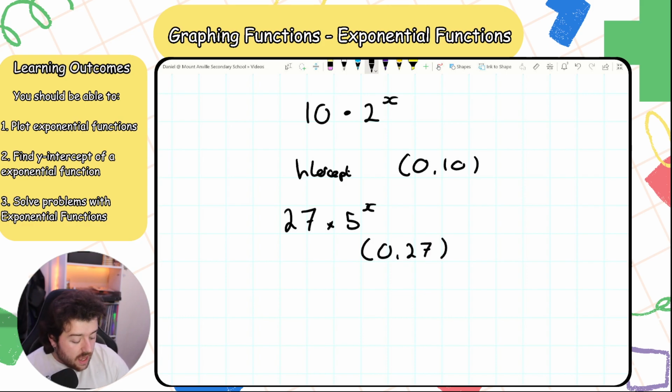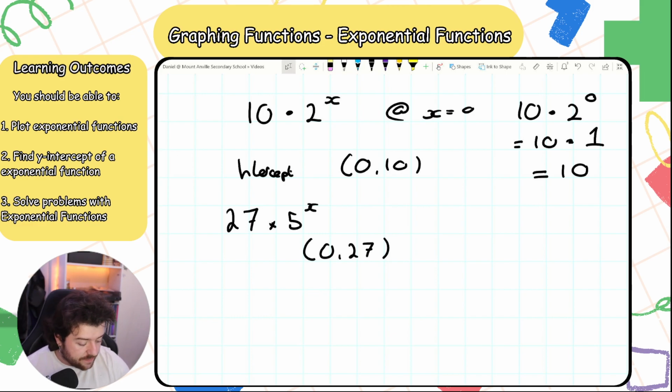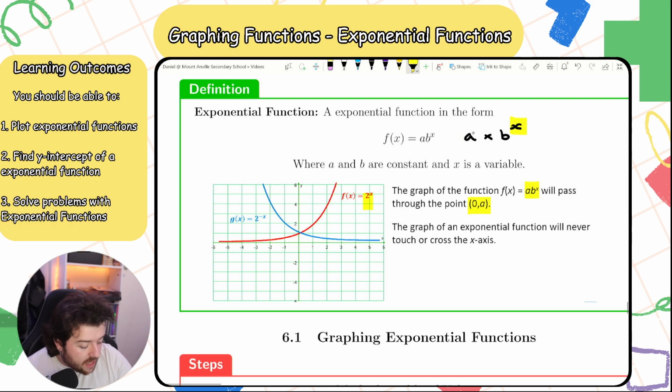That's because if I put in x is 0, remember the y-intercept happens at x is 0. So if I do this example up here, x is 0, put it in, I'll have 10 times 2 to the power of 0, which equals 10 times 1, because anything to the power of 0 is 1, and that answer is 10. So my y-intercept will always be the coefficient of my exponential term.